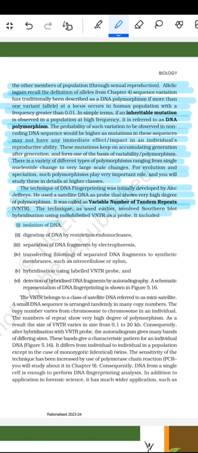It included isolation of the DNA, digestion of the DNA by restriction endonuclease, separation of the DNA fragments by electrophoresis, transferring (blotting) of the separated DNA fragments to synthetic membranes such as nitrocellulose or nylon, hybridization using the labeled VNTR probe, and detection of the hybridized DNA fragments by autoradiography. A schematic representation of the DNA fingerprinting is shown in figure 5.16.